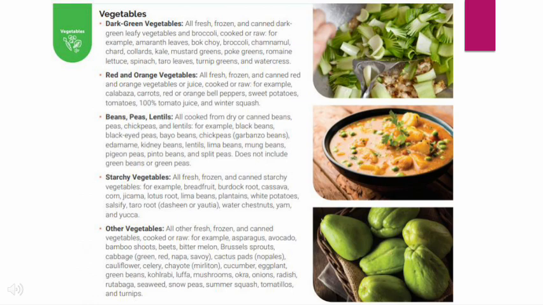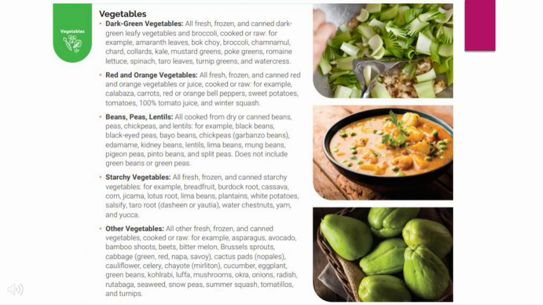Third, beans, peas, and lentils. These are unique because they provide both carbohydrates and protein. They are also high in fiber. Fourth, starchy vegetables. Examples include potatoes, corn, and cassava. These provide energy but should be balanced with other types. And finally, other vegetables. These include a wide variety of commonly consumed vegetables.